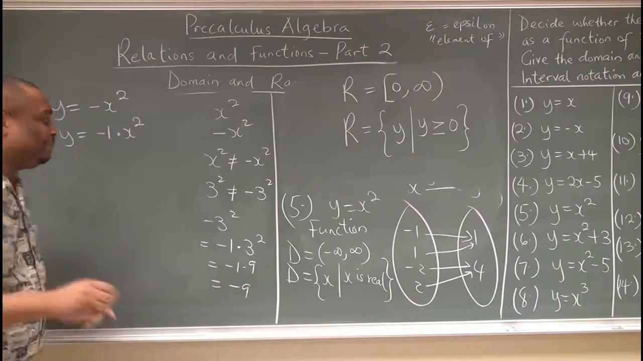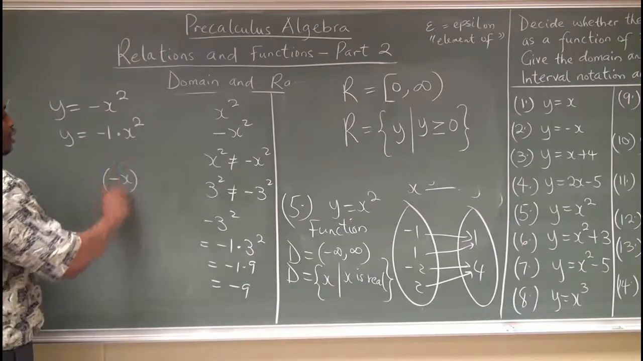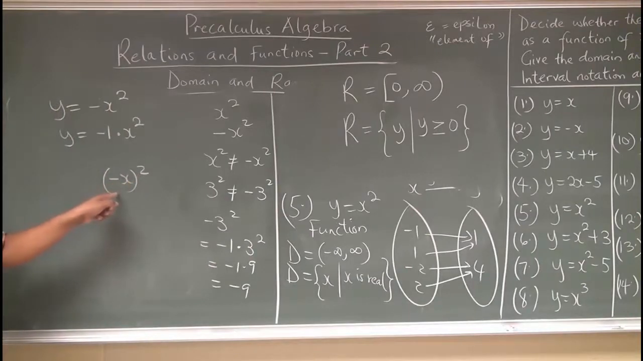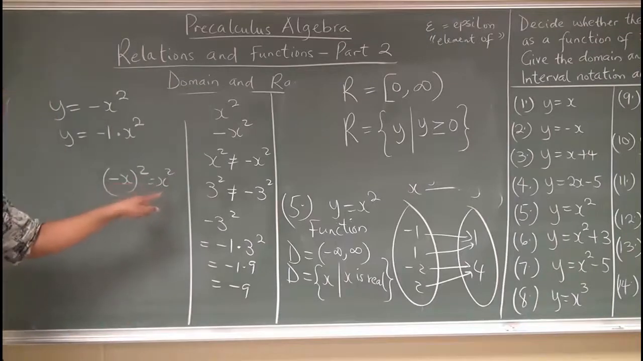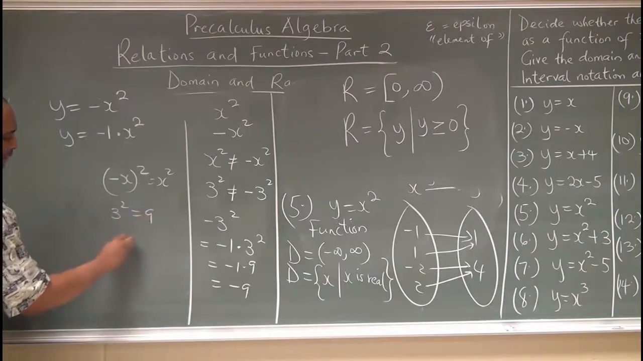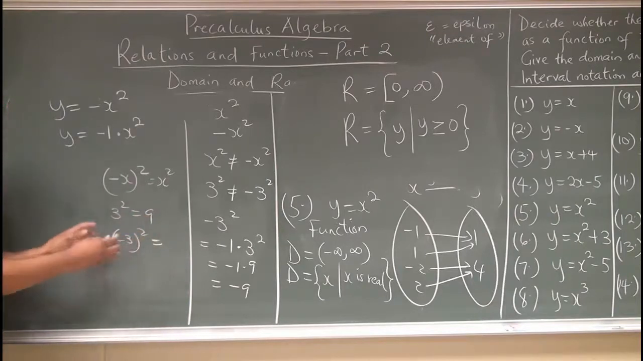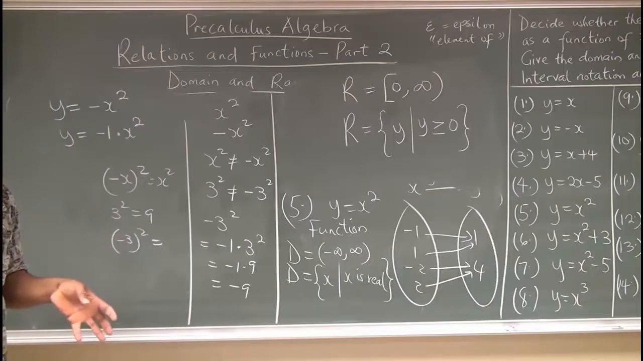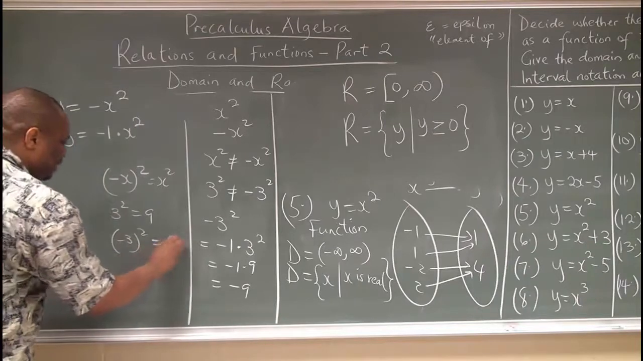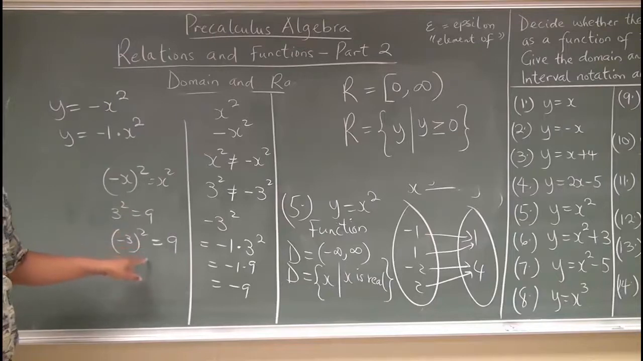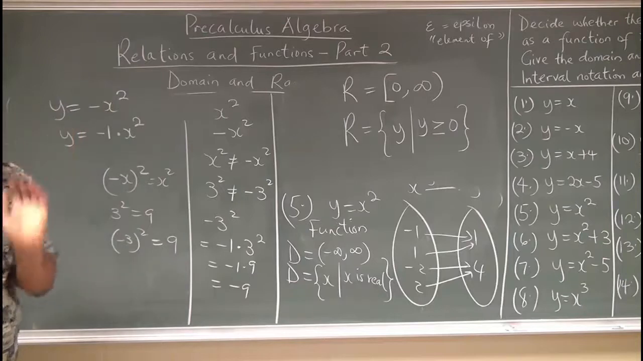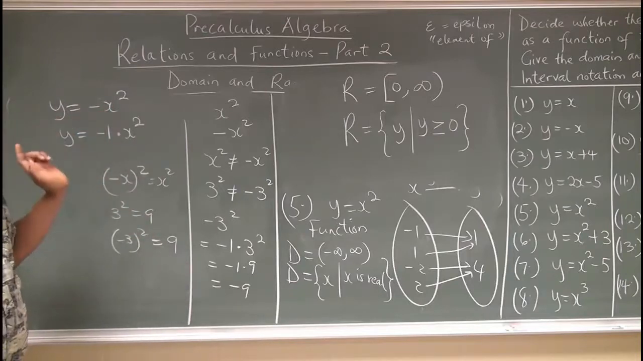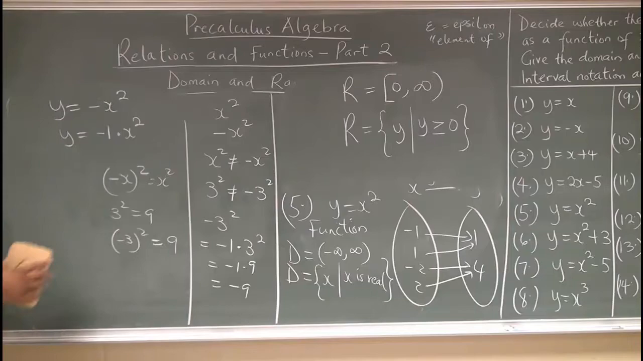Now, what is the same as this? If you have negative x all squared, then yes, this will be x squared. Okay? If you have 3 squared, it gives you 9. If you have negative 3 all squared, so that means that negative 3 will be in parentheses, and then you square it, then this is now 9. Then it works. But when you just have negative x squared, it means negative 1 times x squared. It's not the same thing as x squared. So please take note of that.